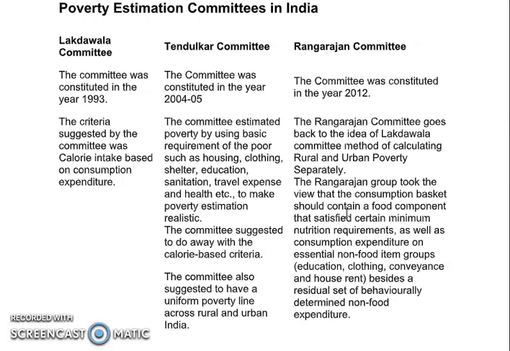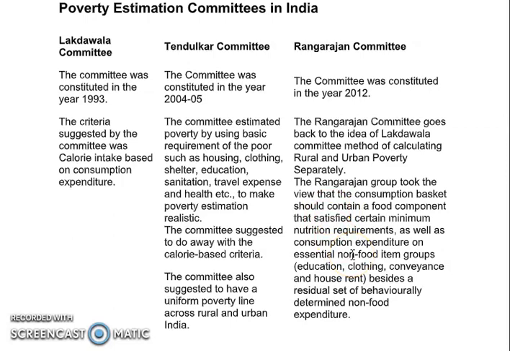The consumption expenditure on essential non-food item groups like education, clothing, conveyance and house rent, besides the residual set of behaviorally determined non-food expenditure. The people who met the minimum nutritional requirement are not poor. Otherwise, they are considered as poor.